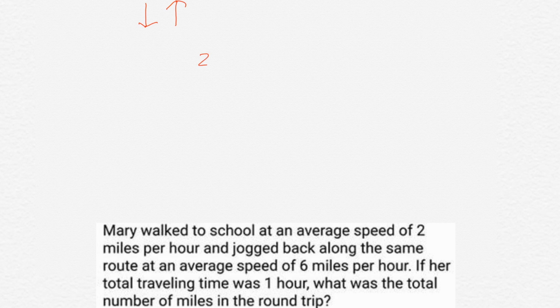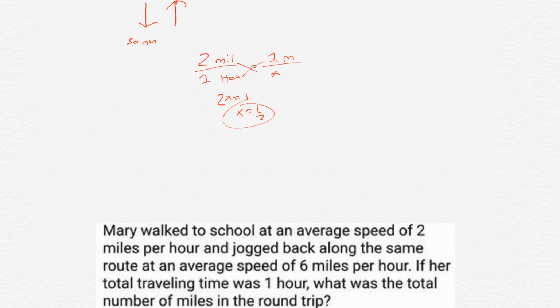So on the way down, she's going 2 miles for every 1 hour. And then I want to see how long it takes her to do 1 mile. So if we just do kind of a cross multiplying, we get 2x equals 1, x equals 1/2. So it takes her a half hour to do 1 mile on the way down, or 30 minutes. So it takes her 30 minutes to do a mile.